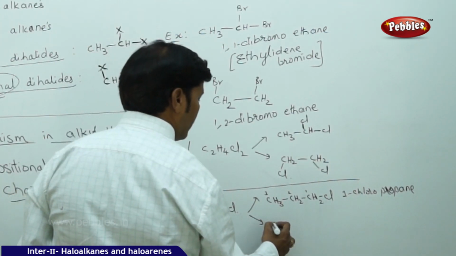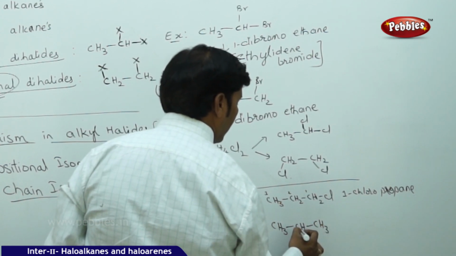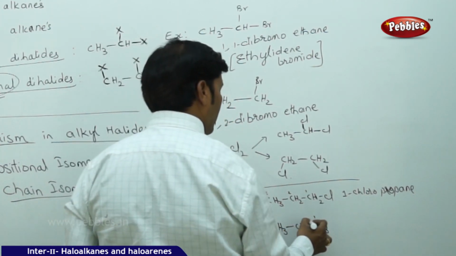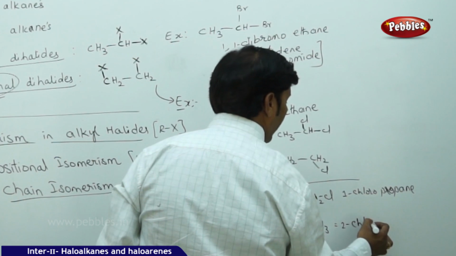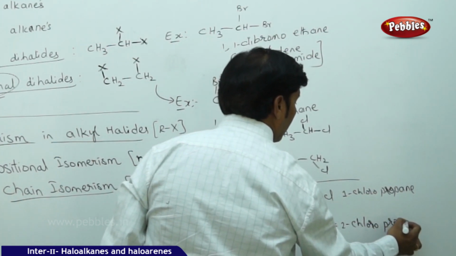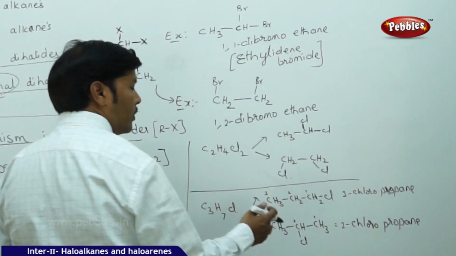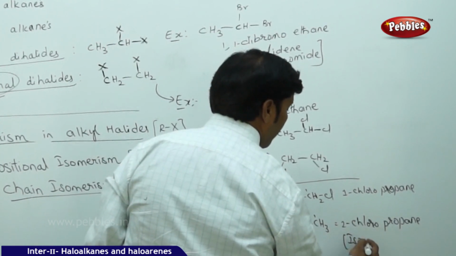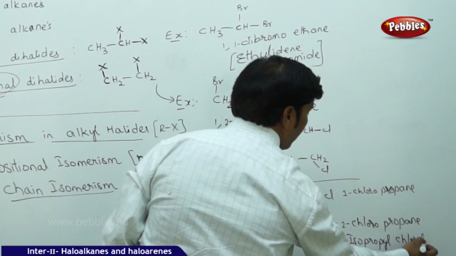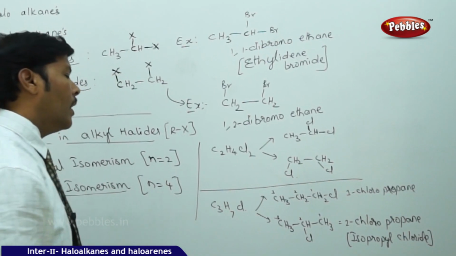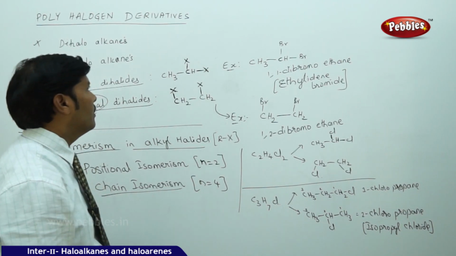Again, if you take the next case, CH3 single bond CH, again CH3, with one chloro group. This is 1, 2, 3. We can take this as 2-chloropropane. That means now the chloro group is on the second carbon. Of course, you can also call this isopropyl chloride. Isopropyl chloride is the common name, and 2-chloropropane is the IUPAC name for the given compound.